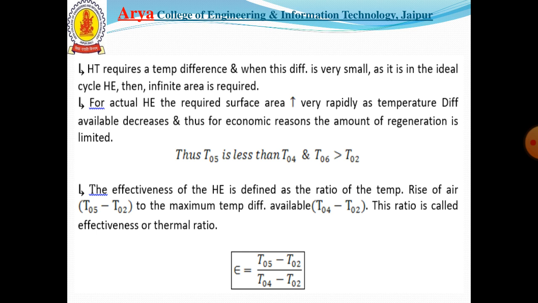The effectiveness of the heat exchanger is defined as the ratio of the temperature rise of the air, T05 minus T02, to the maximum temperature difference available, T04 minus T02. This ratio is called the effectiveness or thermal ratio, denoted by epsilon, equal to T05 minus T02 upon T04 minus T02.